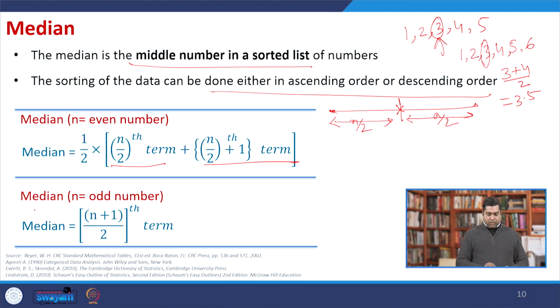Now, for the median of an odd number, it is very simple. How to calculate it is very easy. For that we have 1 to 5. So, 5 plus 1 divided by 2. So, this is 3, right.